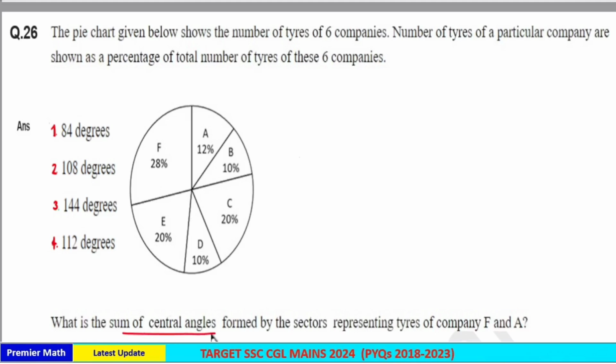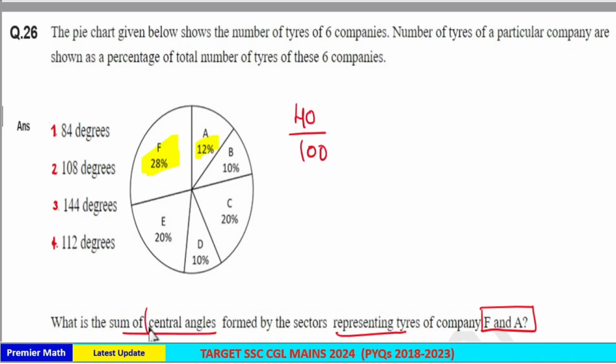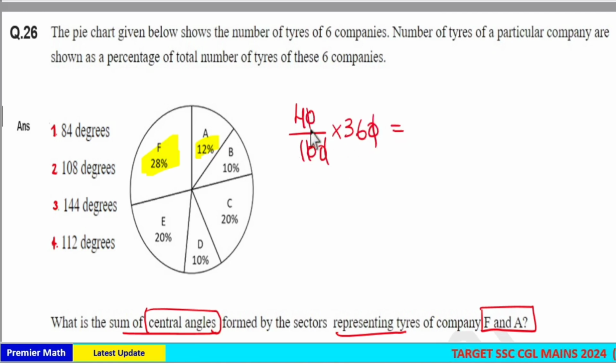What is the sum of central angle formed by sectors representing tiers of company F and A? Here sum of F and A is 28 plus 12, 40%. So this 40 is represented in total 100. Central angle means what will be the angle when 40 out of 100 represented in 360 degree. So this will become 0, 0 cancel. 4 into 36 is equal to 120 plus 24, 144 degree. Option 3 is your answer.